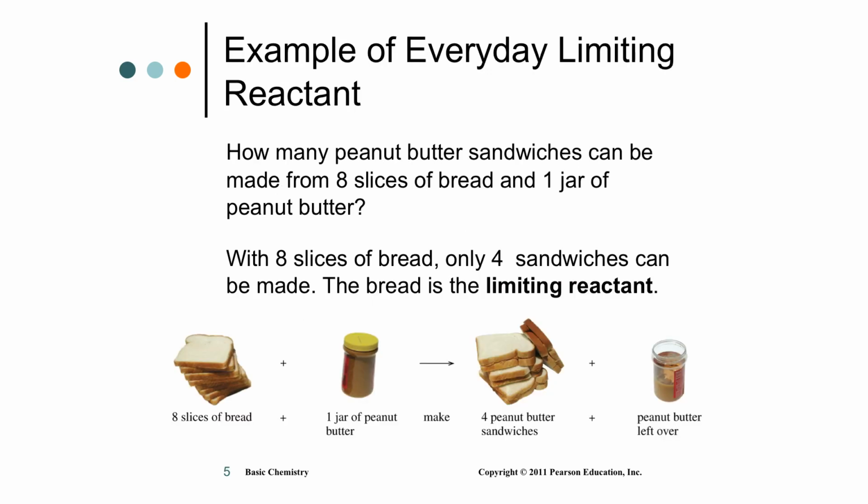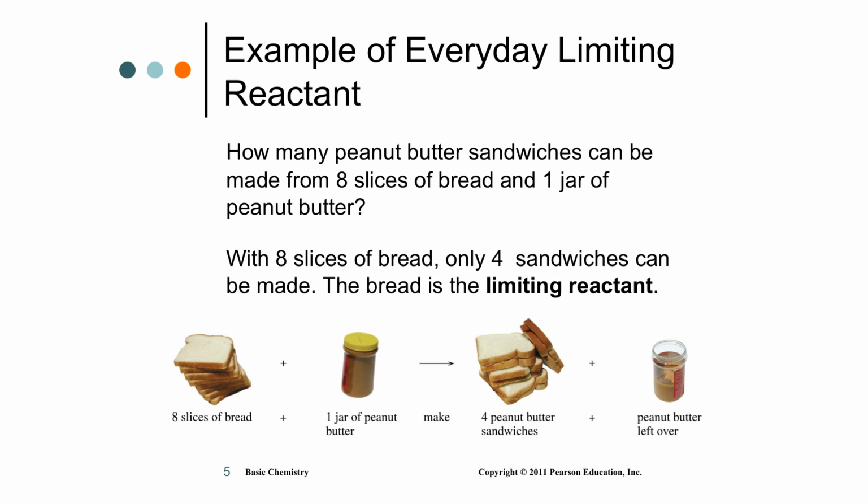So let's do peanut butter. I need 2 pieces of bread and a tablespoon of peanut butter to make a sandwich. Well, if I have 8 slices of bread, how many sandwiches can I make? If I have 8 slices of bread, I can only make 4 sandwiches, if it requires 2 pieces for every sandwich.